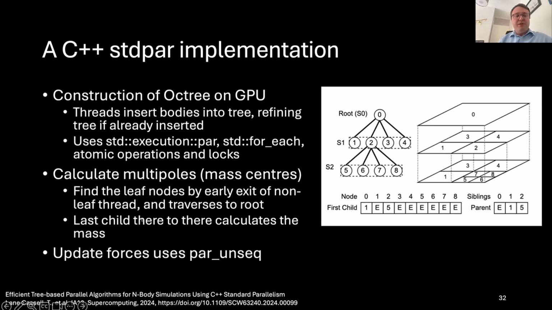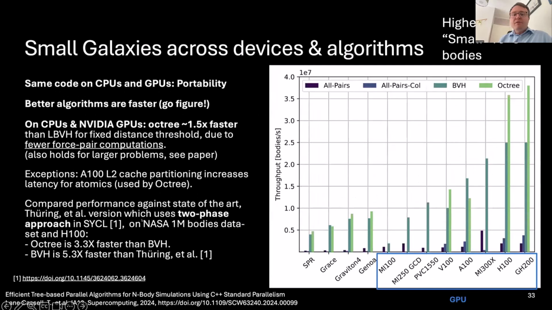Still plenty of work to do. And then those threads race up the tree, basically. And the last one there gets stuck with the work of actually computing the mass on its way. And the update forces is just a regular par and seek. The results of this were good.